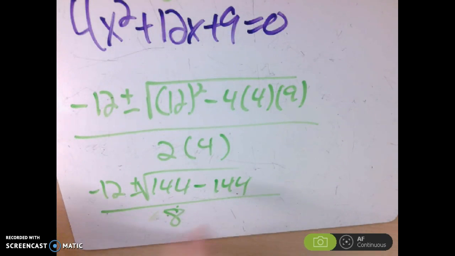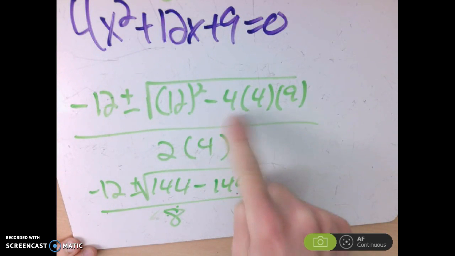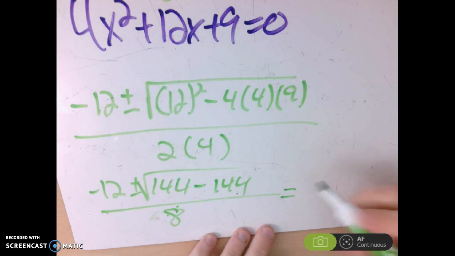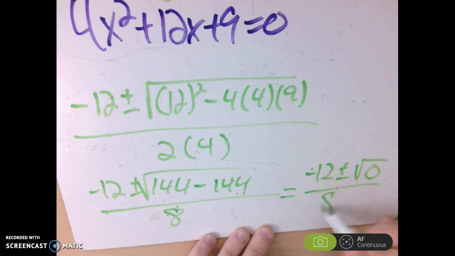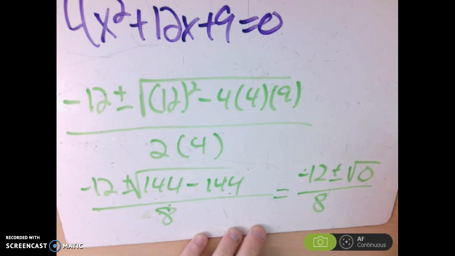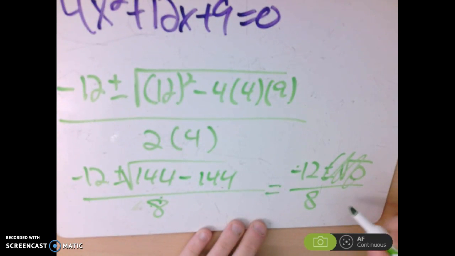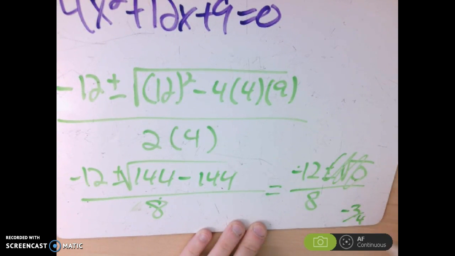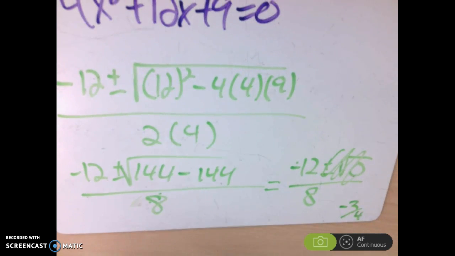Okay, so I get 12 squared is 144, 4 times 4 times 9 is also 144, and 2 times 4 is 8. So now if I simplify this, I get negative 12 plus or minus the square root of 0 all over 8. Square root of 0 is just 0, so let's just cross that out. So I get negative 12 over 8. So negative 12 over 8 simplifies to what? Negative 3/4. And so this is one of the times where a quadratic only has one solution.